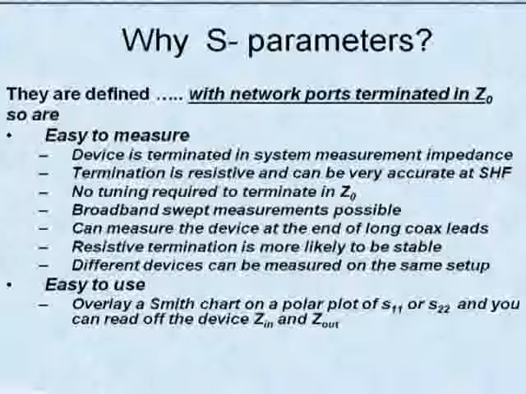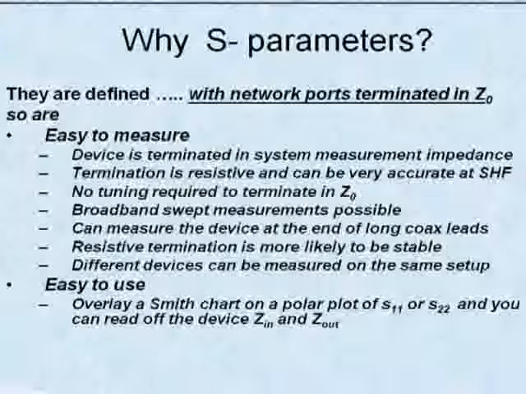So, why do we use them? They're defined with the network ports terminated in the system impedance, which is arbitrary. Most things it's 50 ohms. It's easy to measure because you terminate the device in the system measurement impedances. If you've got a 50 ohm network analyzer, you terminate the device in 50 ohms. The termination's resistive, and you can make a very accurate resistive termination at SHF and beyond. You don't need to tune anything to get Z0 because it's resistive. It's 50, 75 ohms. You can make broadband swept measurements.